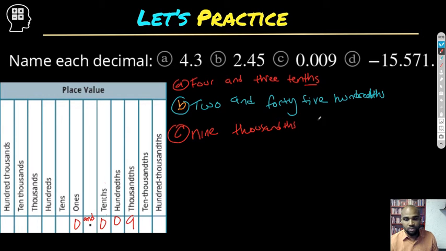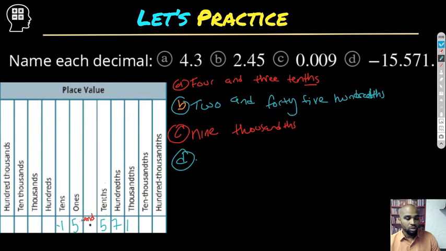Thousands. And lastly, D. I bet you can name that one. I would try if you haven't tried that one already. So D says we got a negative 15. Negative 15. Notice I kept the negative in the 10. I don't want it to be in the hundreds. And 571 after the decimal. 571. How do you name this?